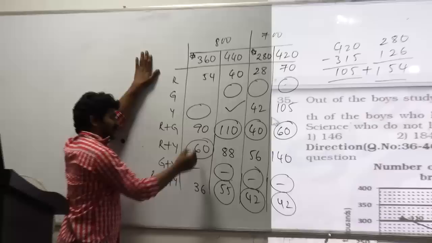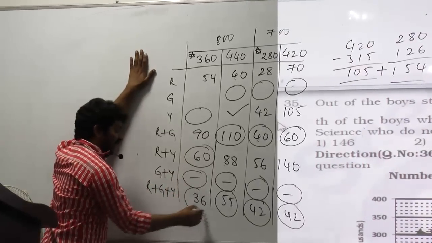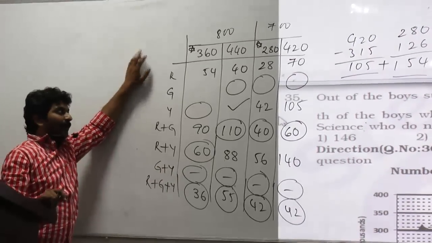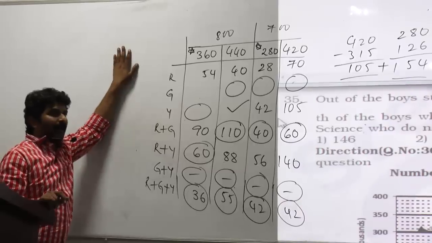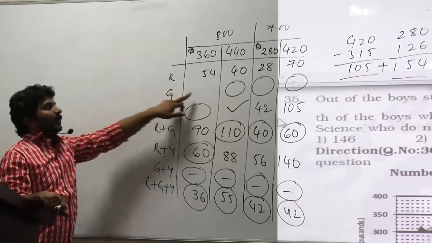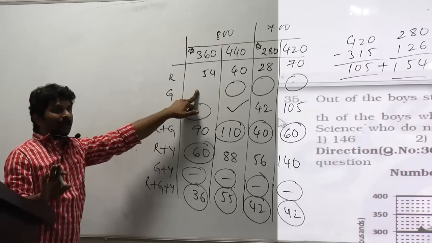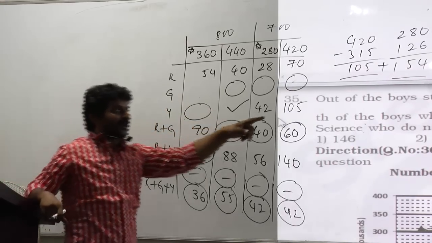So we want this number, this one, and then this one. Circle numbers. You want the sum of these four numbers. And then you need to fill this gap: those who like only green color. Now this is also given.